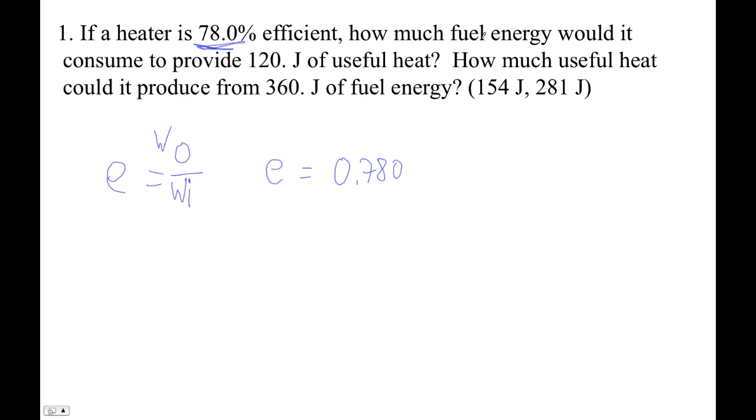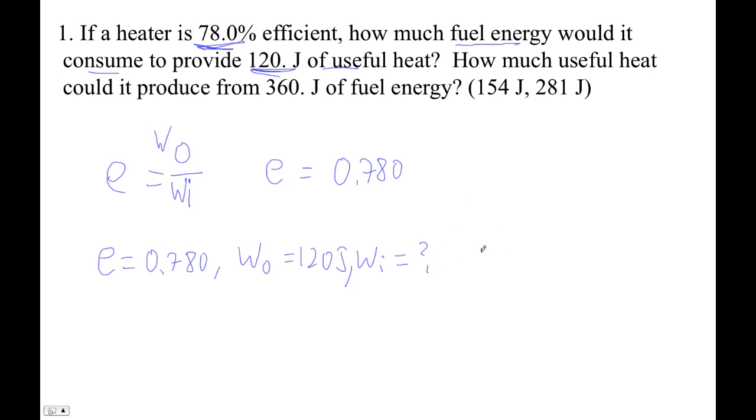And so we want to know how much fuel would it consume to provide that much useful heat, right? So this is our output. Efficiency is 0.780. Work output is 120 joules, and we want to know work input. Since it's not 100% efficient, it's going to be more input, so I'm going to take the 120 and divide by 0.78 to make a bigger number. At least that's how my brain works, but let's use the formula here.